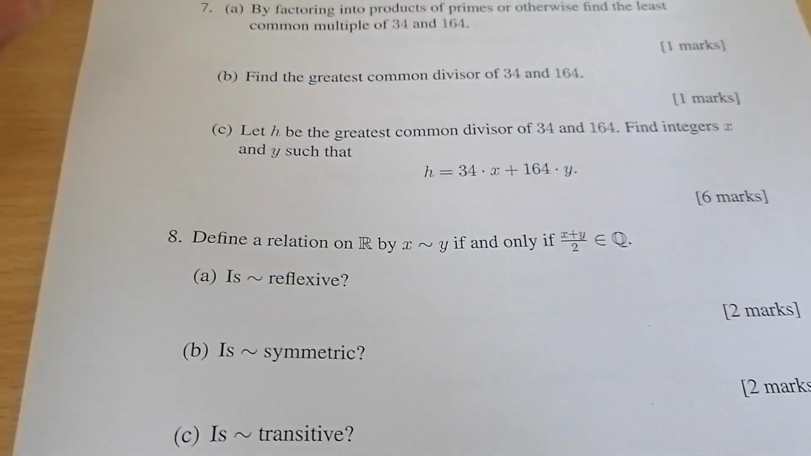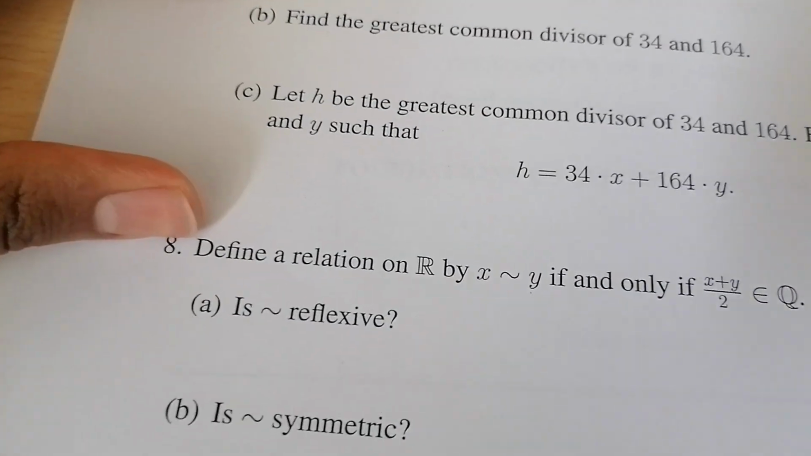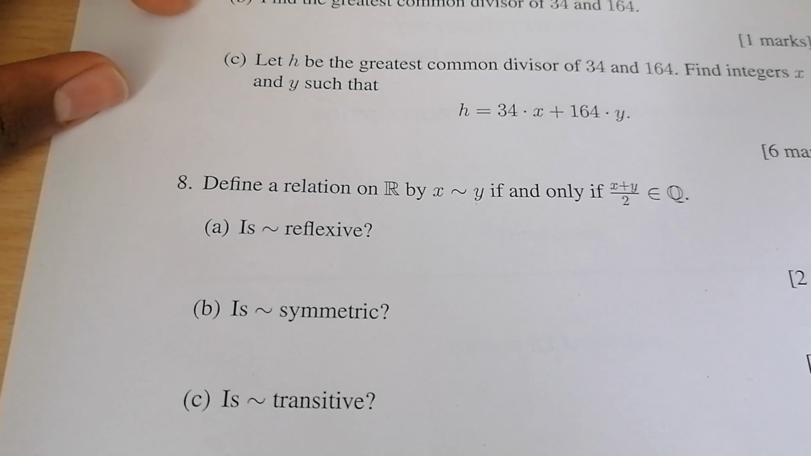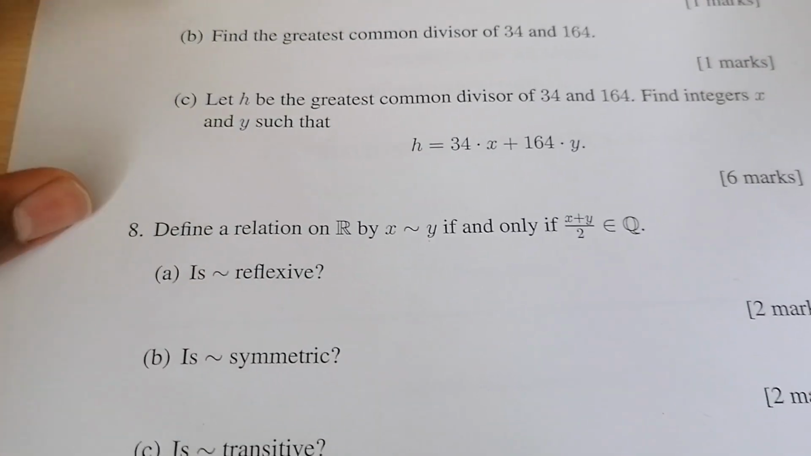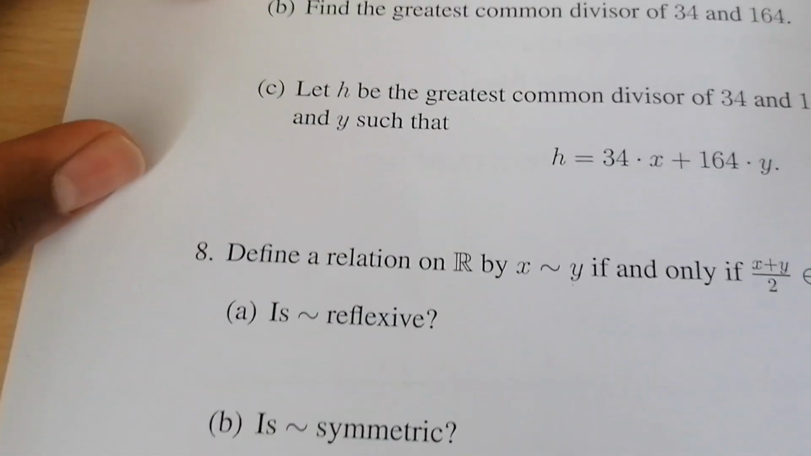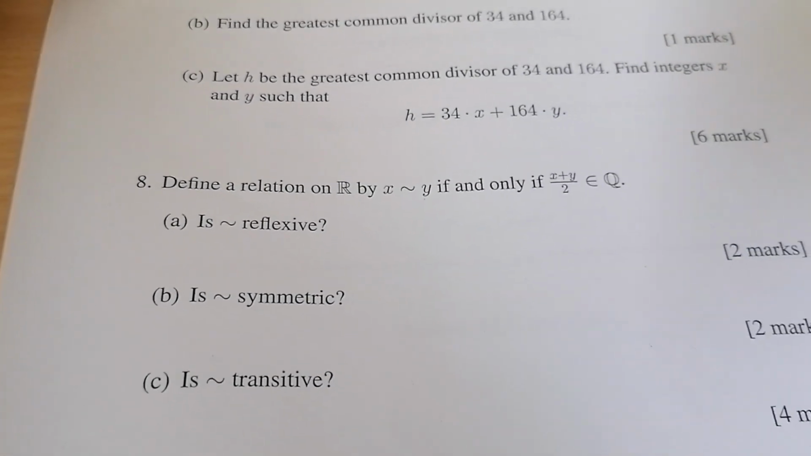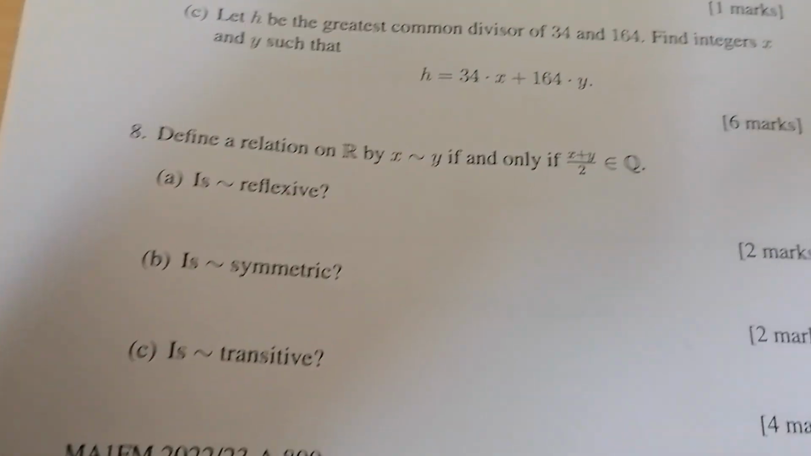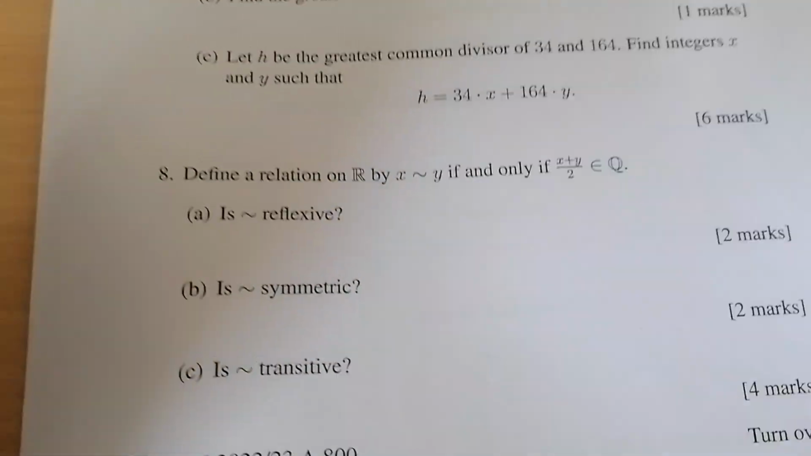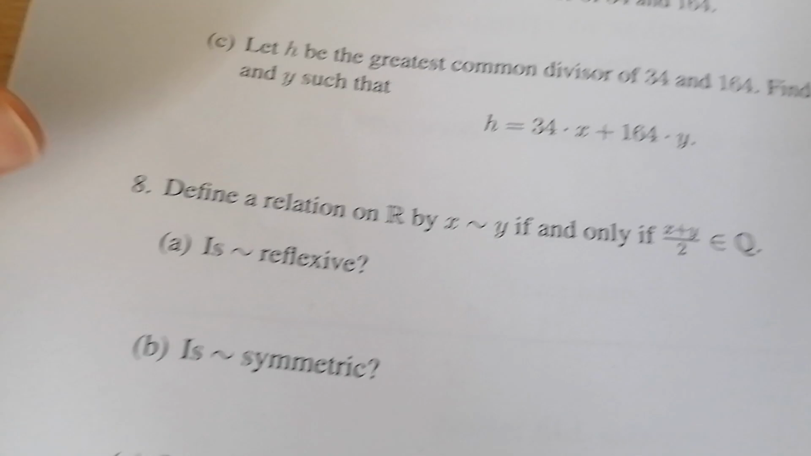8. Define a relation on the real numbers by x relates to y if and only if x plus y all over 2 is a rational number. So okay, this one, now normally like in the past assignments, the relation questions weren't too bad at all. They were actually quite easy, but this one I'd say was a bit trickier.